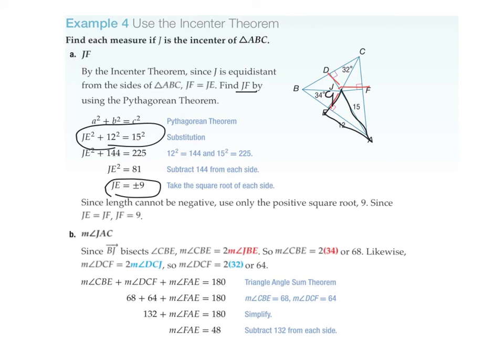So if this is 9, every one of these must also be 9. When you take the square root of something, don't forget you've got plus or minus, which in this case is plus or minus 9. There is no way you're going to get a negative distance at the moment, so make sure you take the positive root only.